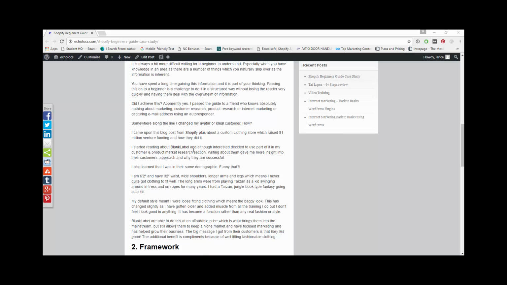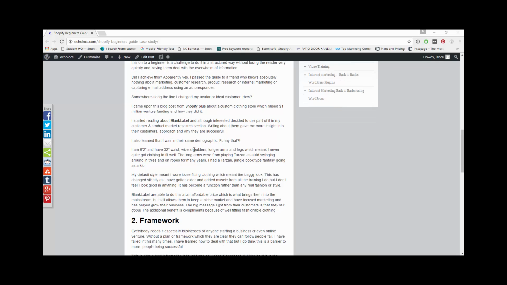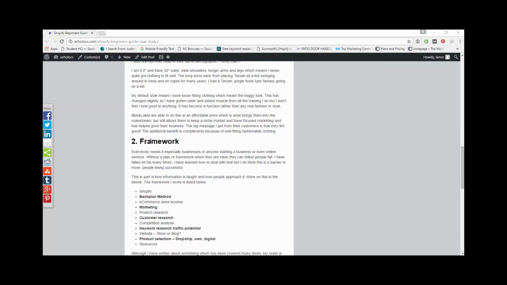customer or the Shopify case study, which was highlighted to me initially during a blog article on Shopify Plus. The company in question was Blank Label, and I did some more research into the website and the products that they do, and basically found out that I was part of their demographic, which is quite unusual. So the framework that I discuss is what a beginner will need when they actually do look at Shopify as a solution for them to start a store. But this can also be taken for a number of other businesses or any other approach that they use.